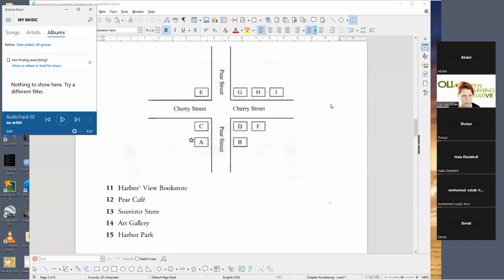And these are the things that we're listening for. We're trying to find the Harborview bookstore. And these, I promise you, will come in order. Okay, that was very unusual on that one. I think I might start with a different practice exam after this.